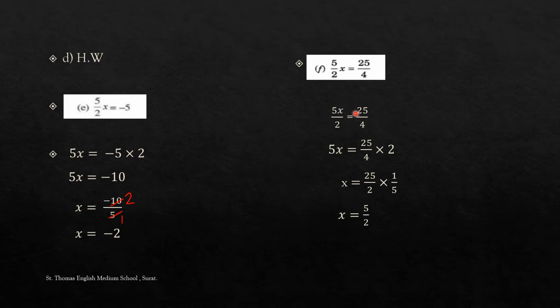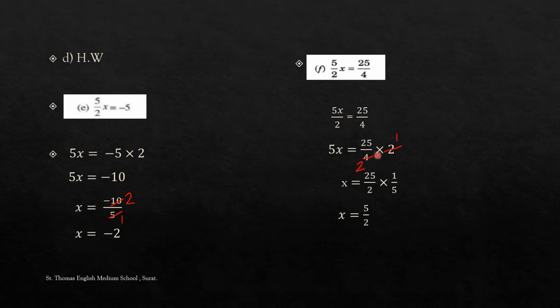Write the question once again. Now 5x is equal to 25 by 4. This is division. If it goes, it becomes multiplication. So x is equal to, now we can cut here. 2 ones are 2 and here 2 2s are 4. So we can write there x is equal to 25 by 2.